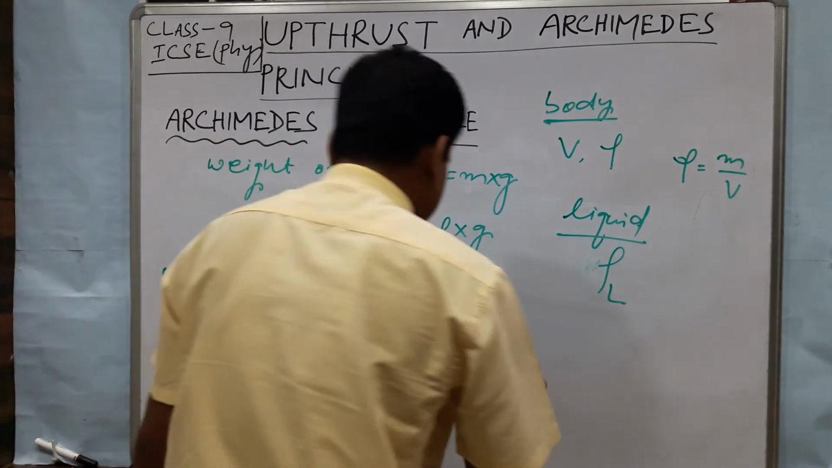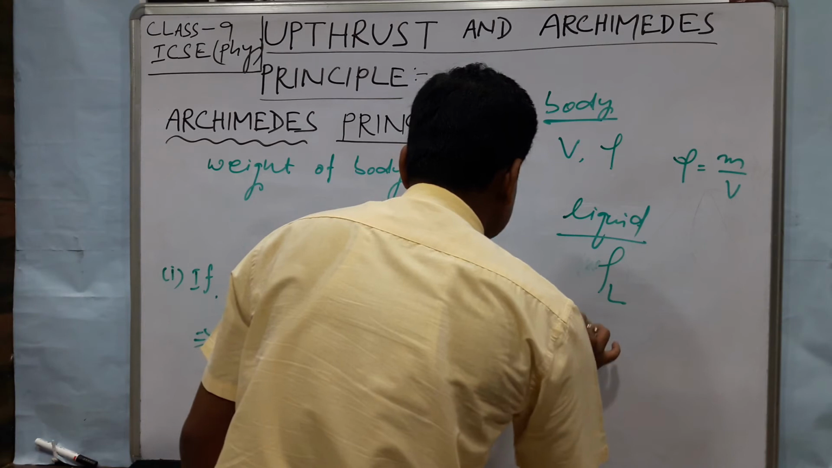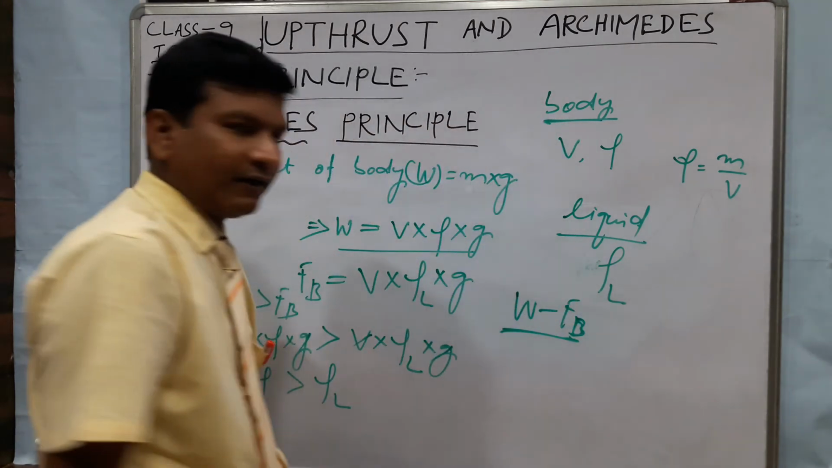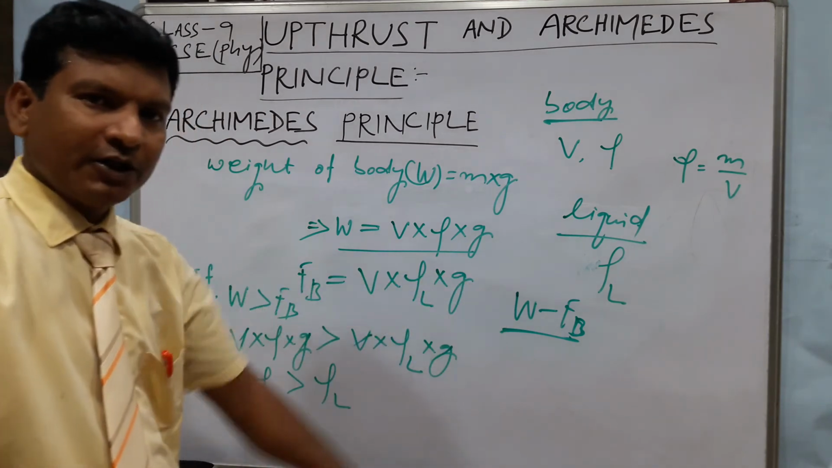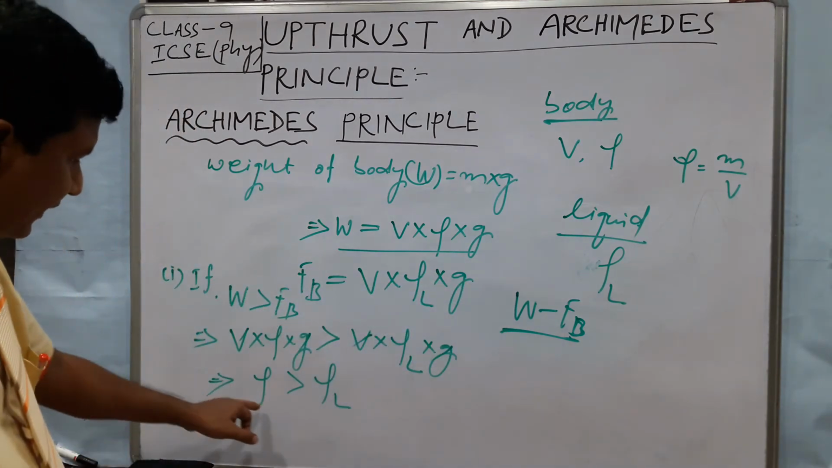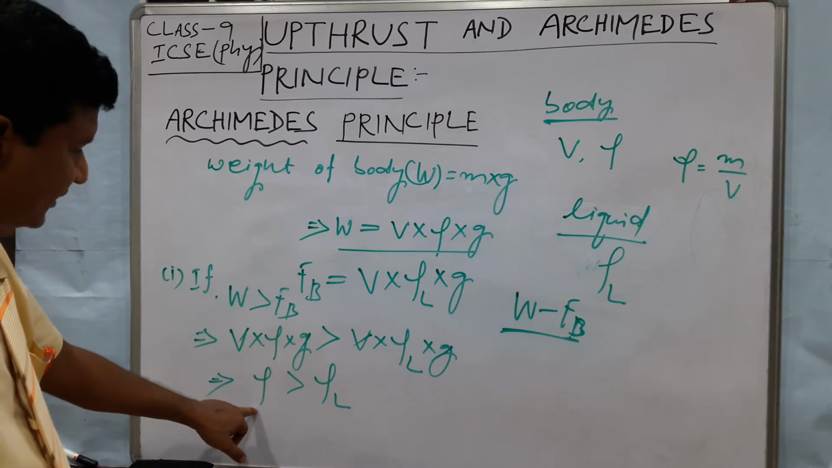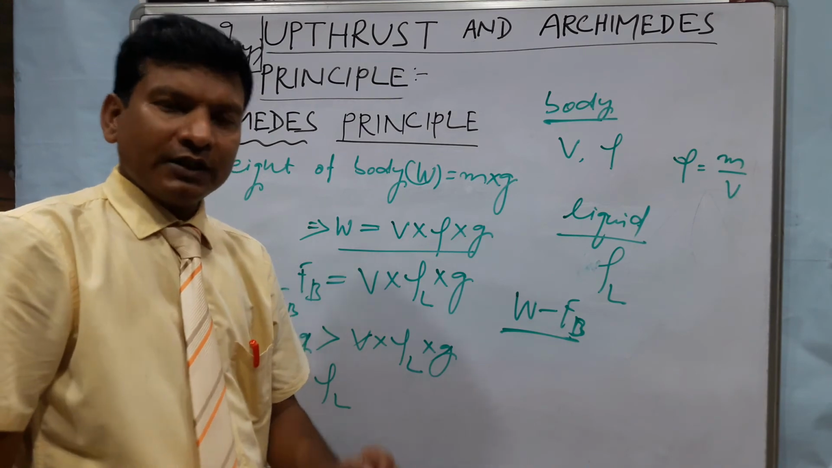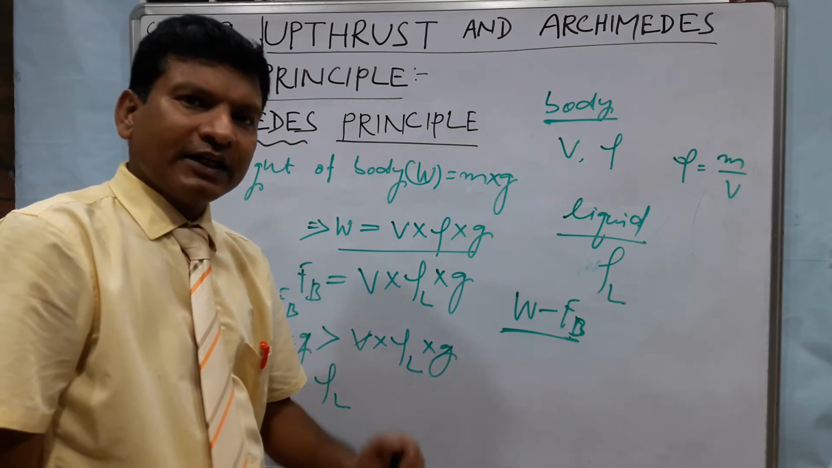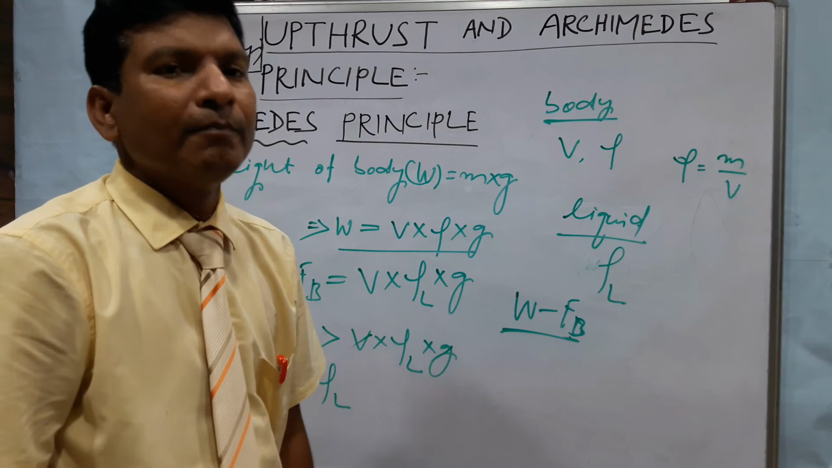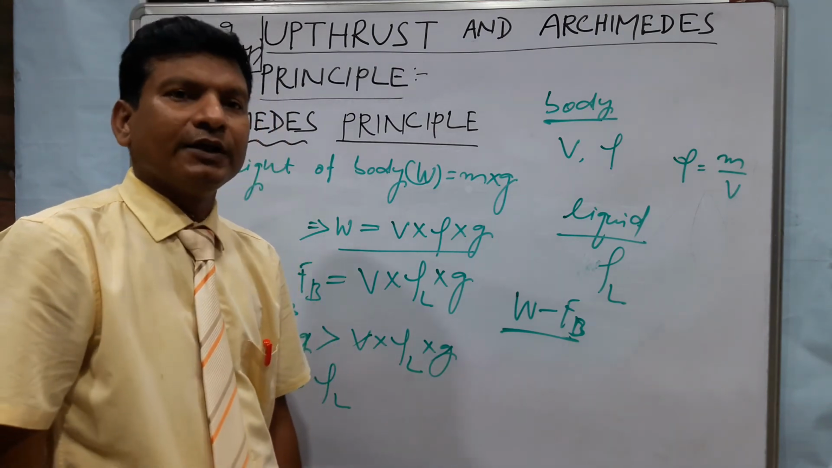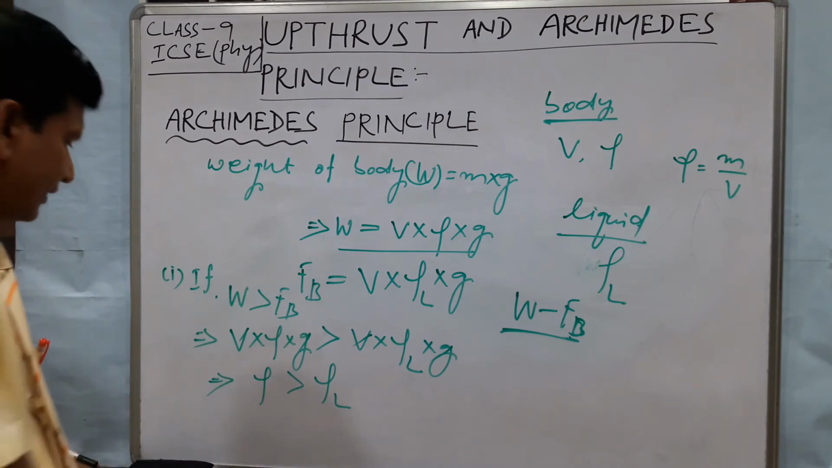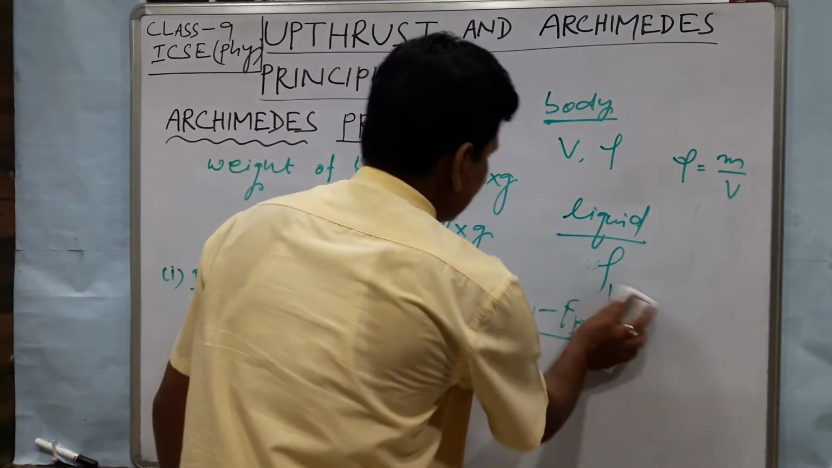The net downward force acting on the body is W minus Fb. This is your net downward force acting on the body, and due to which the body will sink. So now we are getting that in this situation the density of the body is greater than the density of the liquid. So students, do remember here, if the density of an object is more than the density of the liquid, then what happens? The object will sink in the liquid. Now let's see number 2.